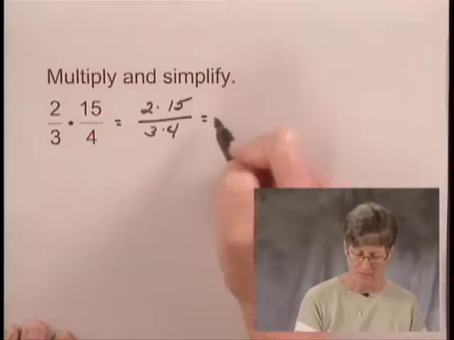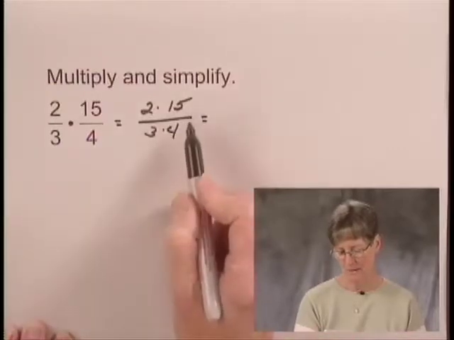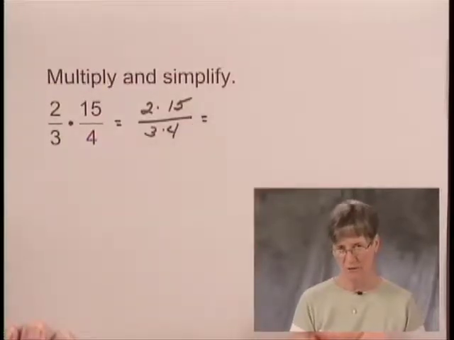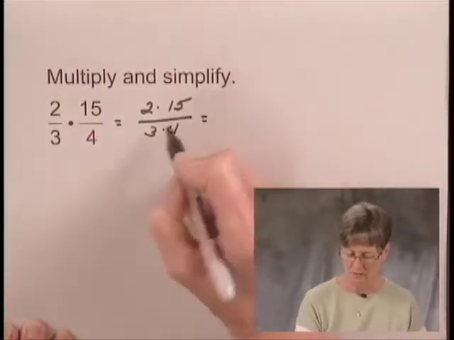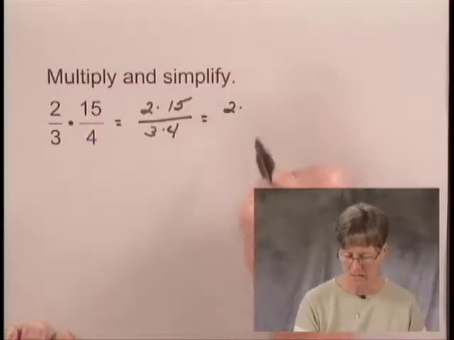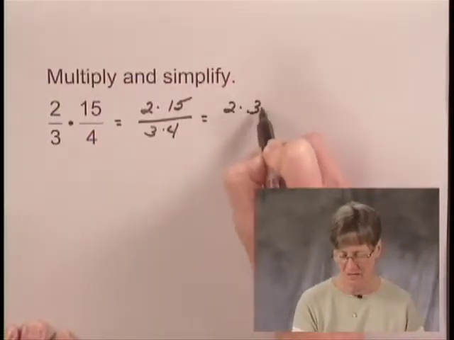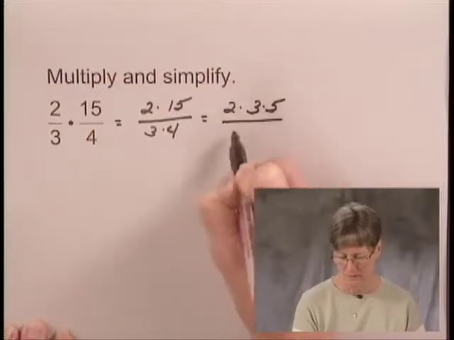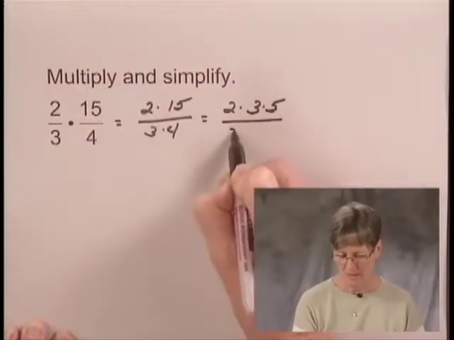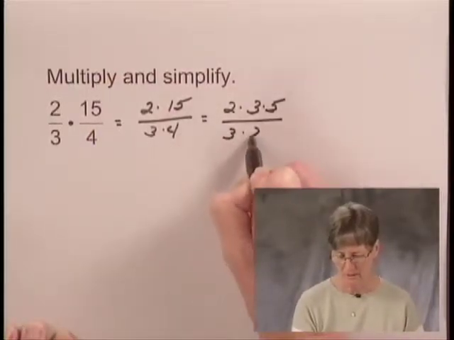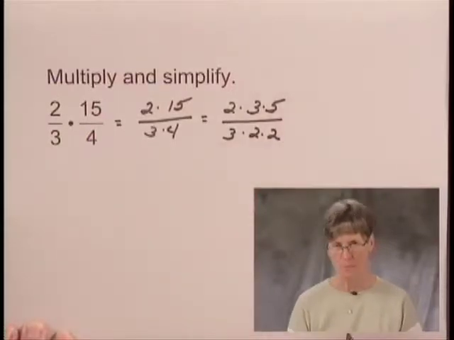And I'm just going to write prime factorizations of the numbers in the numerator and the numbers in the denominator. 2 is a prime number, and I can write 15 as 3 times 5. 3 is a prime number in the denominator, and I can write 4 as 2 times 2.